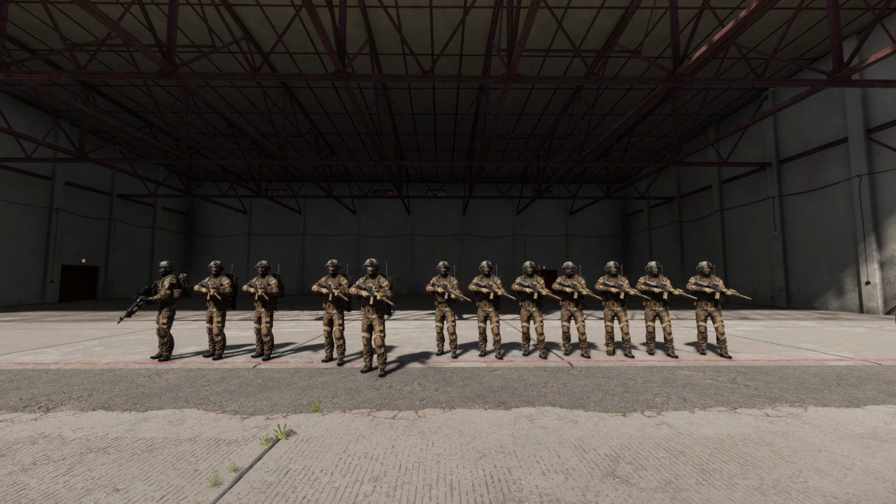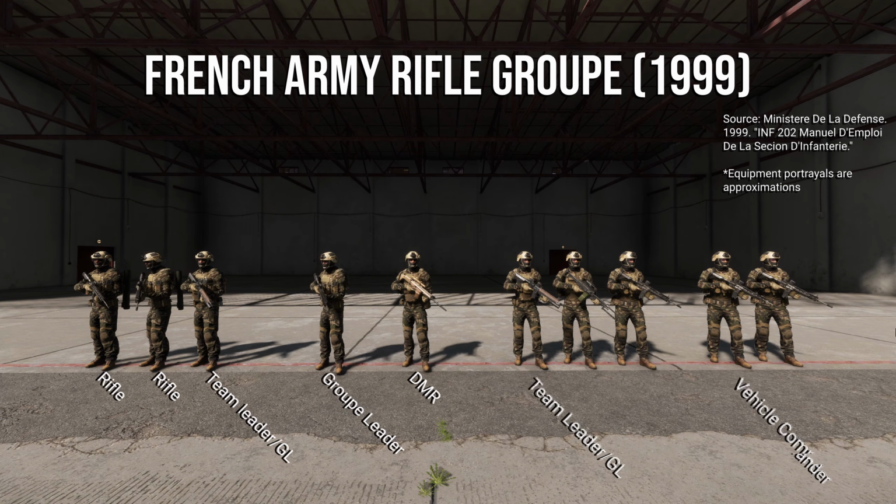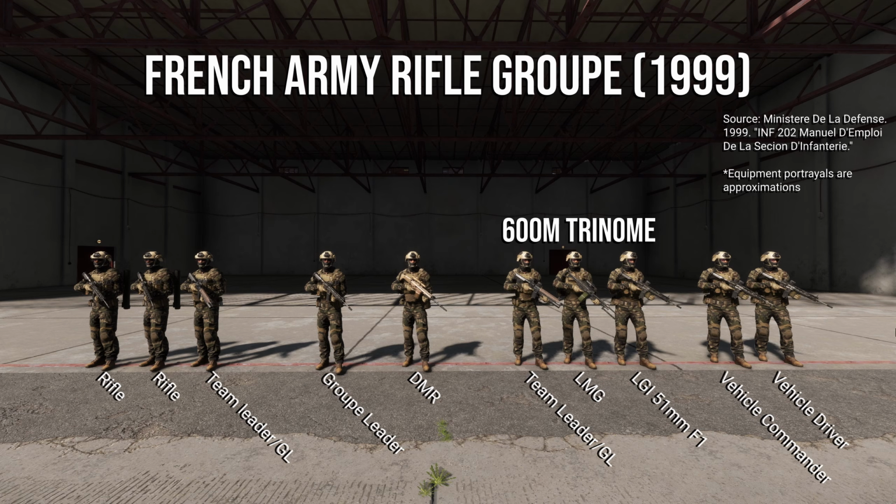That said, an asymmetric organization can be ideal when you have a lot of information about the situation that you're getting into, and you're able to tailor each team to the task it needs to accomplish. Examples of doctrinal asymmetric organizations include the French Army's rifle group, which for a while had a 600-meter trinome armed with longer range weapons, and a 300-meter trinome armed with shorter range weapons.